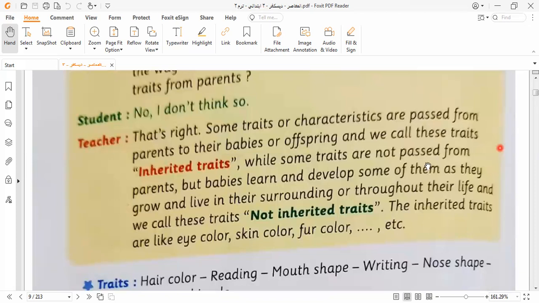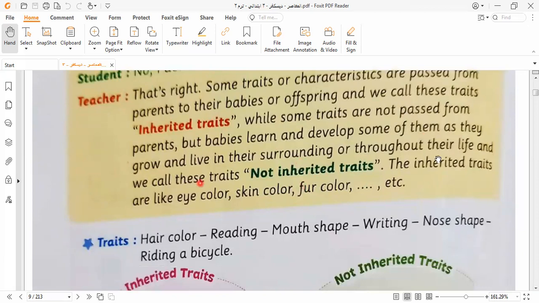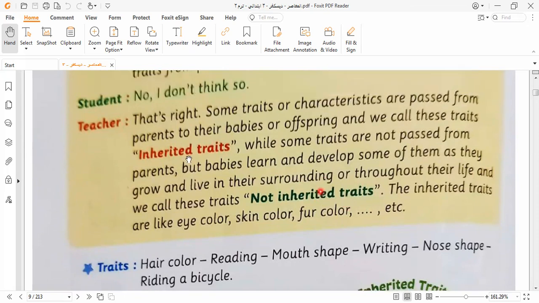Okay, let's continue our lesson today. Some traits are not passed from parents, but babies learn and develop them as they grow and live in their surroundings, throughout their life. We call these traits not inherited traits. So now we know the difference between inherited and not inherited traits.